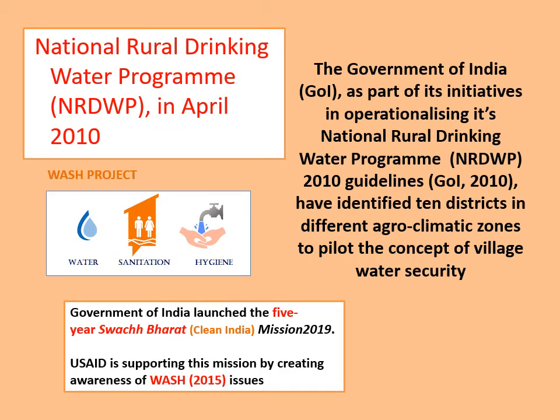The National Rural Drinking Water Program was proposed by the Government of India in 2010. The basic objective of this program is to supply fresh water to the rural people. Basically, it is a water security program in the agroclimatic zone, as well as a water security program for drinking purposes in rural areas.